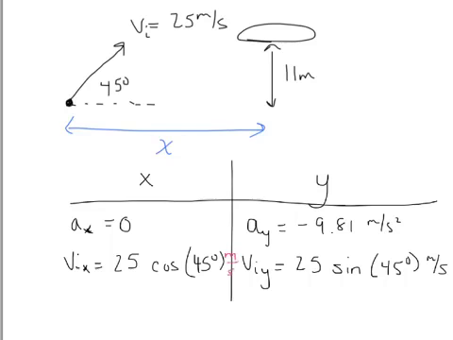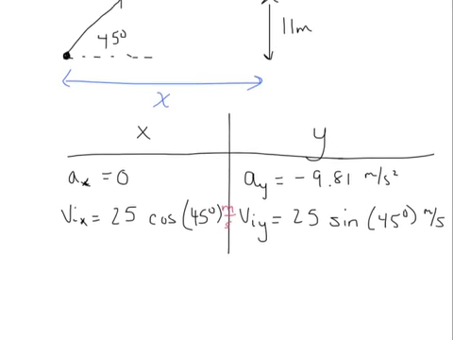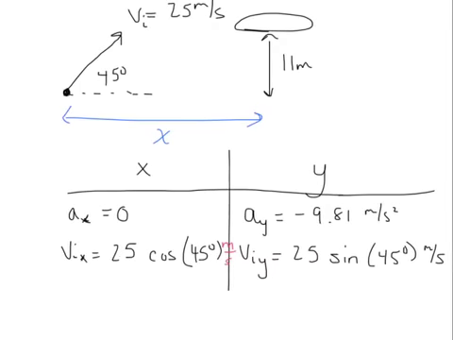What else do we know? Y is 11 meters. Yeah, and it's not negative 11, it's definitely positive 11, because the Daredevil is starting on the ground and ending in this net that is 11 meters above ground. So it's definitely a positive 11.